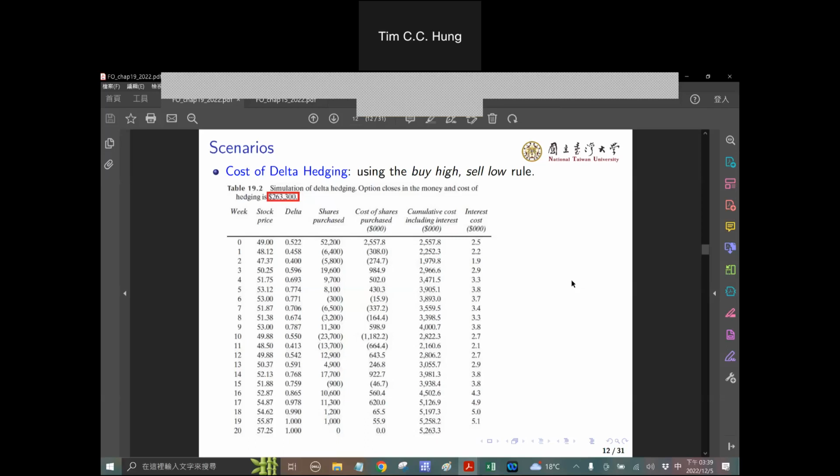What happens? We still just do our own delta hedging. On week 19, the price doesn't deviate that much from the strike price, and the time to maturity is almost close to zero. That's the reason why the delta gradually moves toward 1.